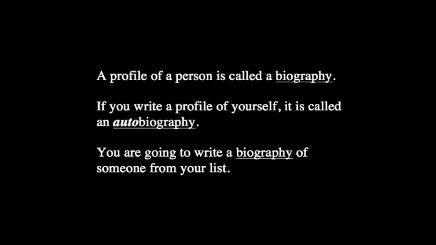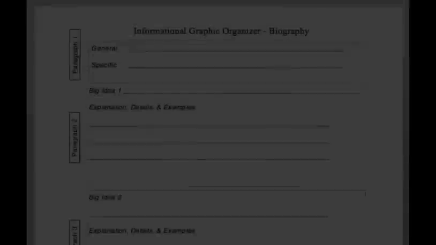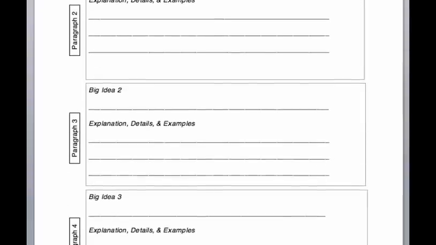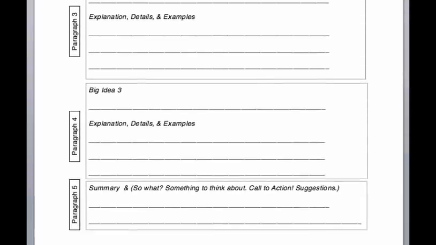A profile of a person is called a biography. If you write a profile of yourself, it is called an autobiography. You are going to write a biography of someone from your list. The goal in this writing piece is to write a 5-paragraph profile of a famous person.